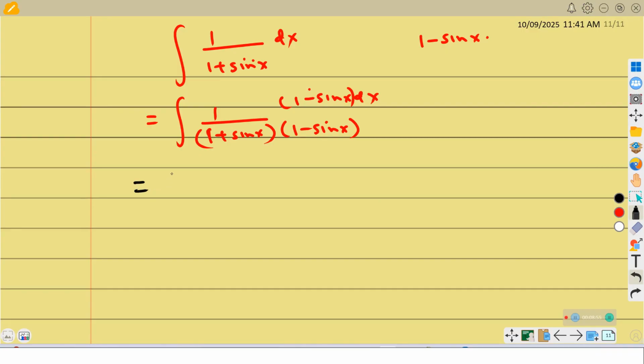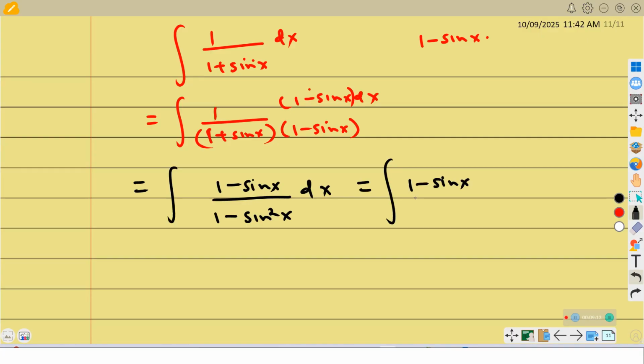So from here, you realize this would be the integral of 1 minus sine of x divided by, this is a difference of two squares, 1 minus sine squared of x dx. And this would be the same as integrating 1 minus sine of x divided by 1 minus sine squared of x, which will give us cos squared of x, then dx. So clearly, we can see when we look at what we have so far, it looks much easier and much better now. The denominator is now a single term, which means we can now split the fraction apart.